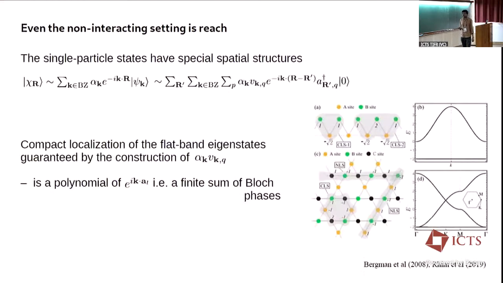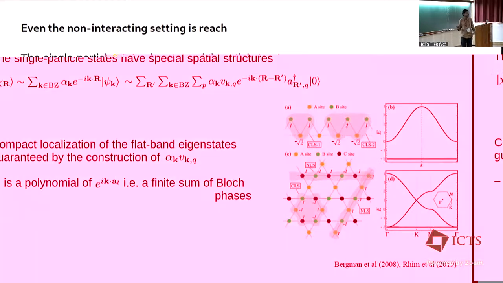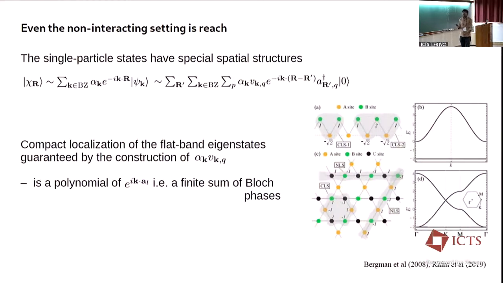So what are these? If you take a tight binding Hamiltonian and diagonalize it, you get the expression of the single particle states in this form. For a flat band, if you want to understand the nature of the single particle states, you get extended states most generically, but for a flat band, because of this particular construction that flat band eigenfunctions are a finite sum of the Bloch phases, it turns out that this coupling is strictly restricted within a unit cell. So what it means is that your eigenstate will look like a localized state.